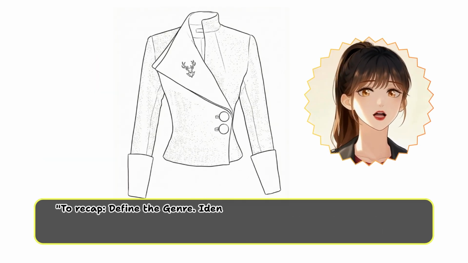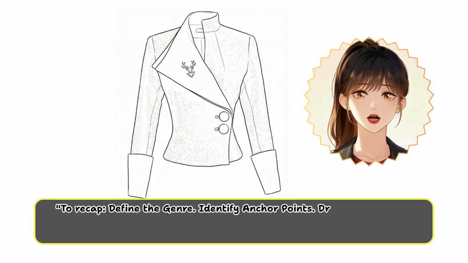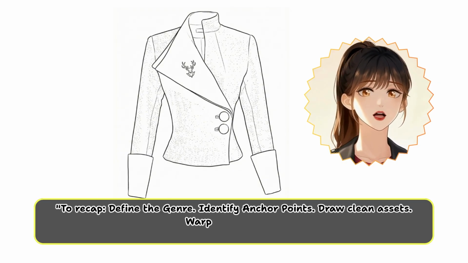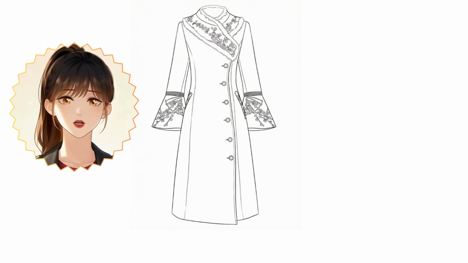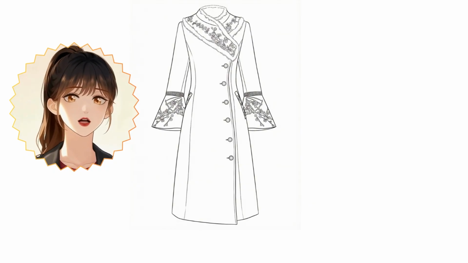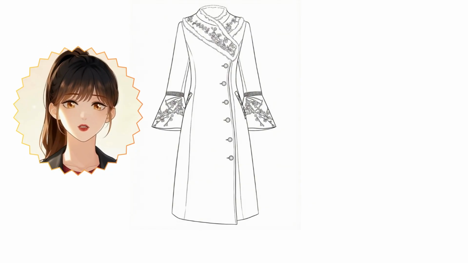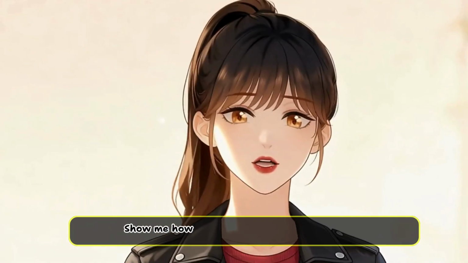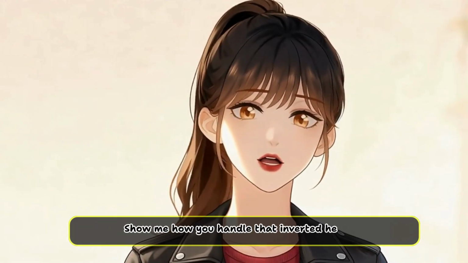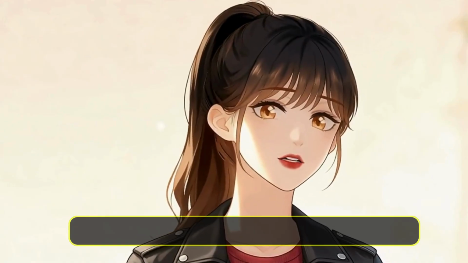To recap, define the genre, identify anchor points, draw clean assets, warp to save time. I've linked a practice sheet in the description below. I want you to try drawing the ribbed long sleeve top on a character in a dynamic pose. Show me how you handle that inverted hemline.